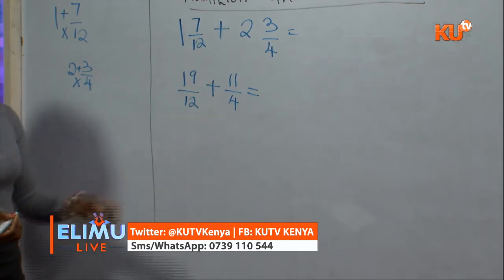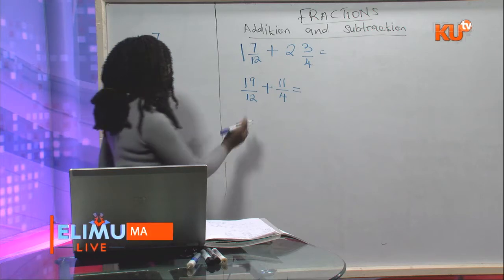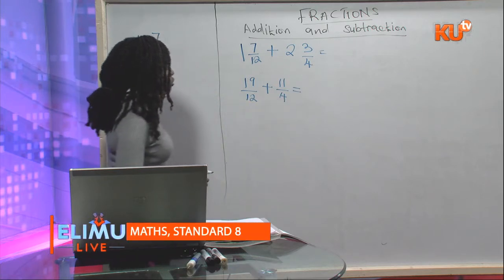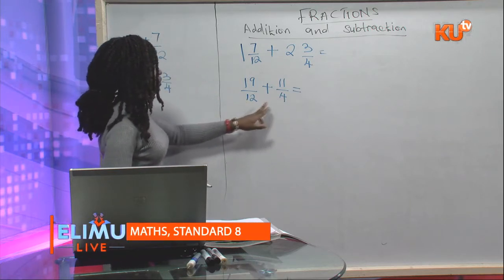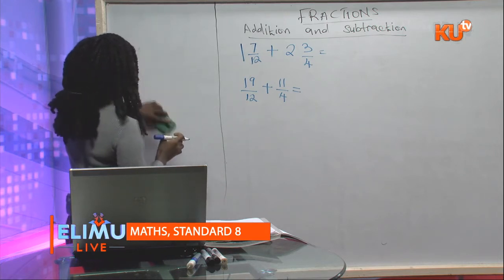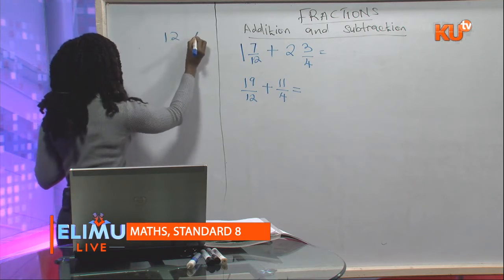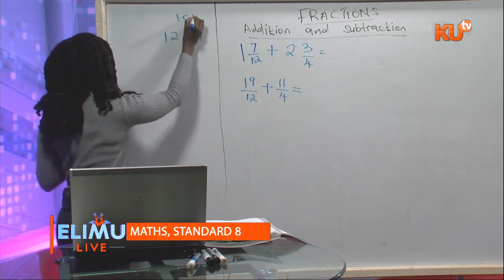So now we have converted to improper fractions. And then after that, we get the LCM of the denominators. We have 12 and 4 as our denominators. We get the LCM of 12 and 4. The LCM of 4 and 12, you can do it aside. 12 and 4, we are looking for the LCM.